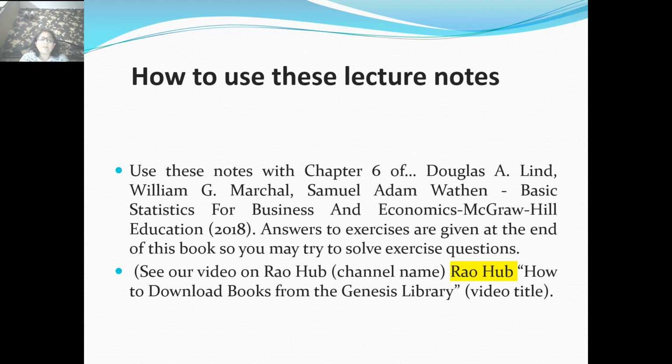So we're going to cover chapter number 6 of Douglas Lind's book, and as I said, you can download the book easily from the Genesis library. The good part about this book is there are answers available to the exercises at the end of the book. So you may try to solve chapter exercises. You can also focus on the solved examples given in chapter number 6.